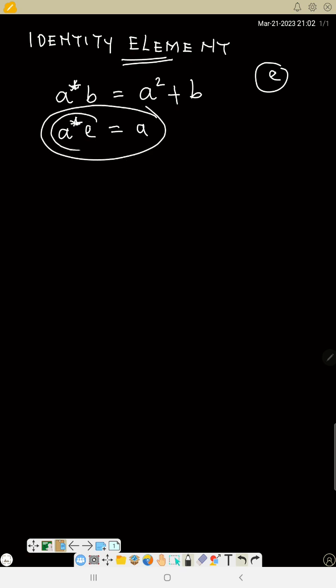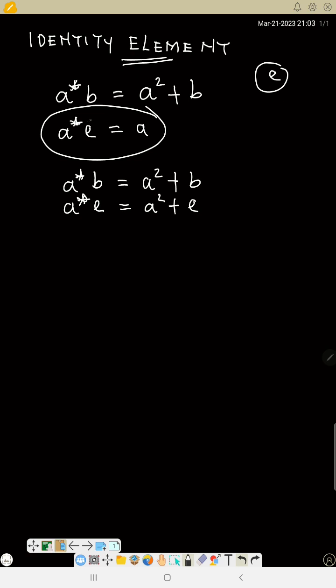Now what is A asterisk E? Remember you have A asterisk B is equal to A square plus B. If you compare these two, A asterisk E now, it means what? A is still A, but B is now E. So that means A asterisk E is now A square plus E, because A is A, B is E.